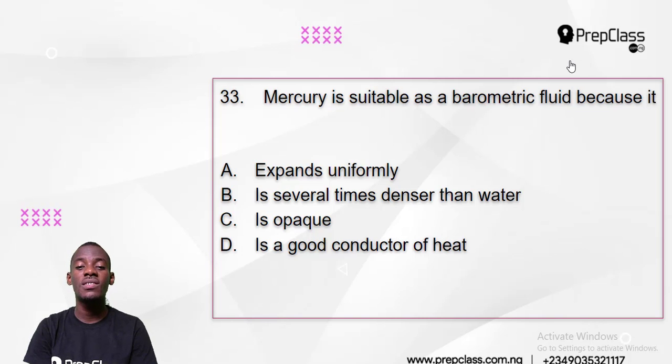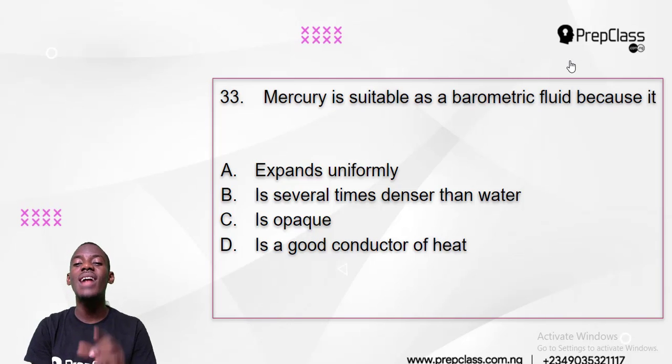Is it because it is several times denser than water? Is it denser than water? Yes. Is it opaque? Is mercury colored? Yes. Is it a good conductor of heat? Yes. Now they are all yes. But if the question is asked about a thermometric substance or fluid, all of them would have been correct.